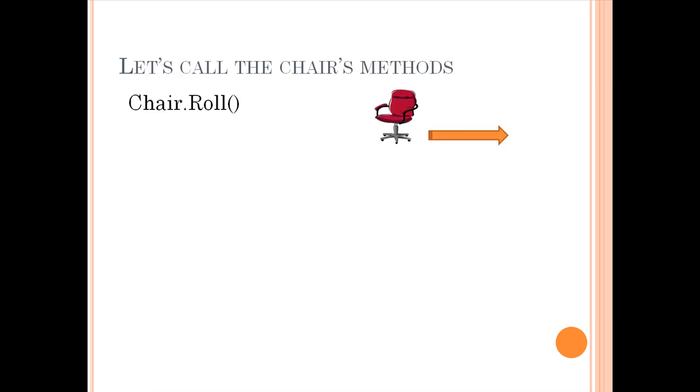Okay, now methods. chair.roll. Remember what I said about methods? They always have those parentheses there. So when I type a line like this in my program, the object name, dot, and then the method name, and then the parentheses, I'm calling a method. That's what we call calling a method. And basically that just means we're running the method or executing the method. So if this were a program and I had a line like this, that chair would roll, all right?